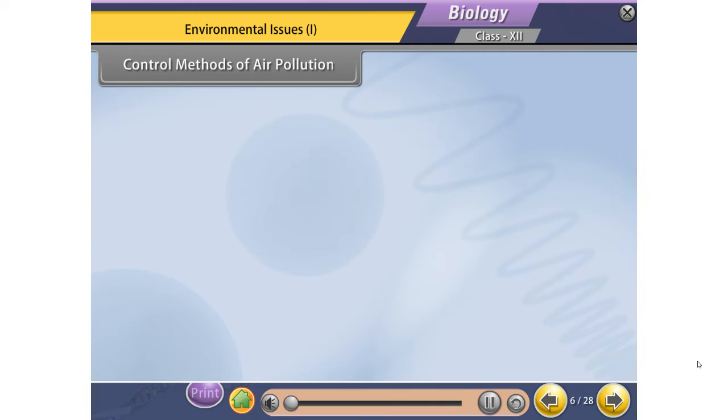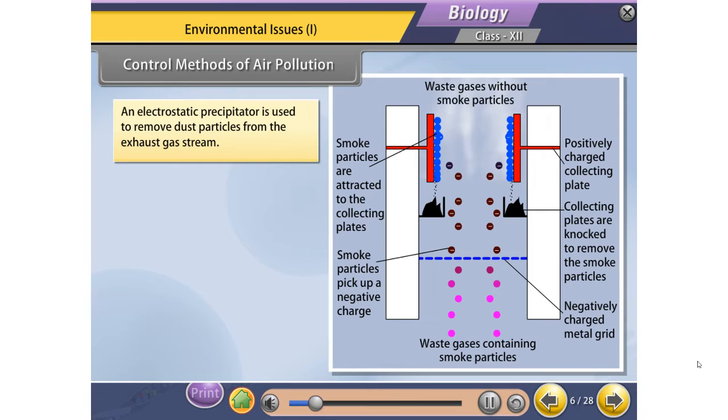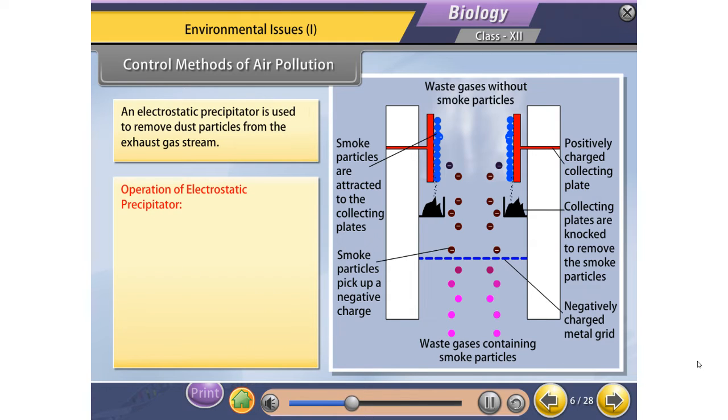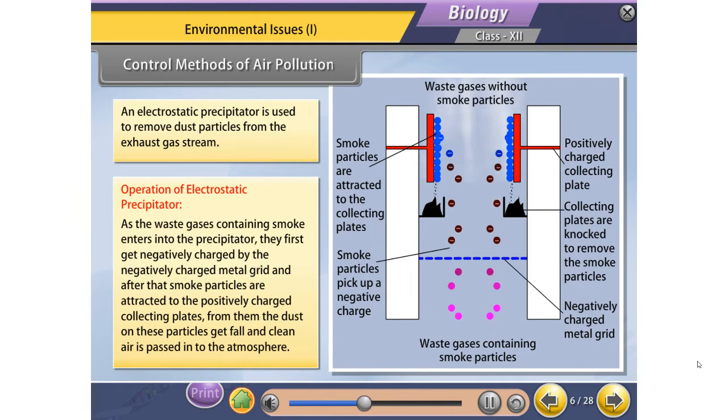Assessment. Control methods of air pollution. An electrostatic precipitator is used to remove dust particles from the exhaust gas stream. Operation of electrostatic precipitator. As the waste gases containing smoke enter the precipitator, they first get negatively charged by the negatively charged metal grid, and after that, smoke particles are attracted to the positively charged collecting plates. From them, the dust on these particles falls, and clean air is passed into the atmosphere.